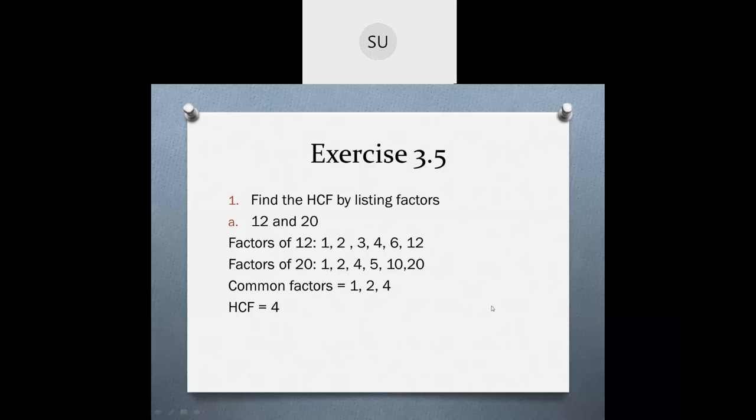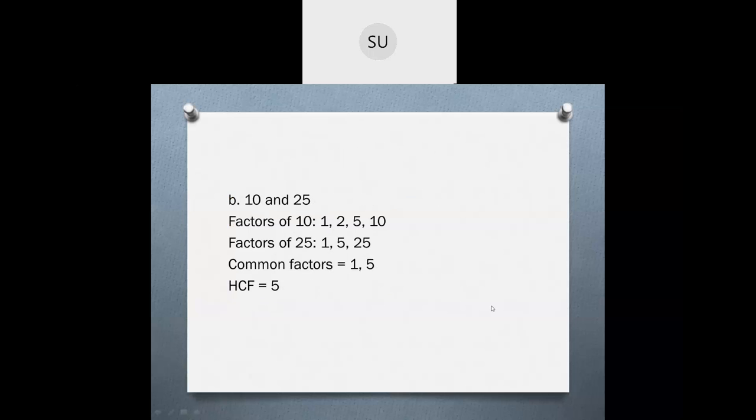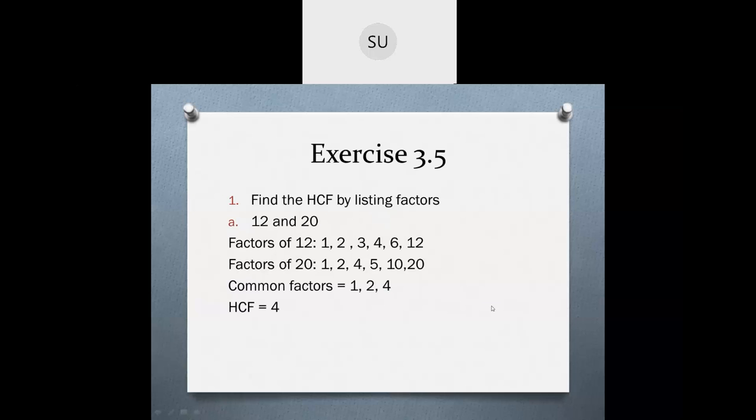And which is the highest common factor here? 4 is the highest common factor. So HCF of 12 and 20 is 4. Let's copy down the answer here. Now we'll do the next question.